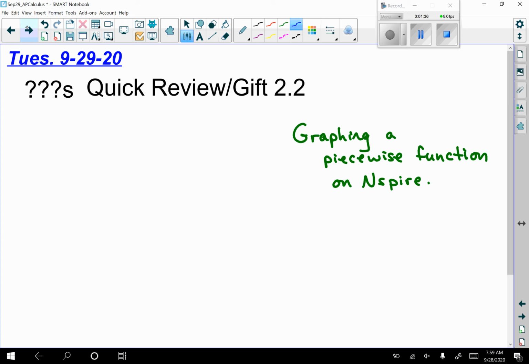All right, I also want to show you how to graph a piecewise function on the Inspire calculator. So if you go ahead and get that out, because I know number 3 from the quick review had you graph a piecewise function, but just as a way to check on the calculator, especially if you can't graph by hand, you can just graph on the calculator to determine the limit. So let's go ahead and take a look.